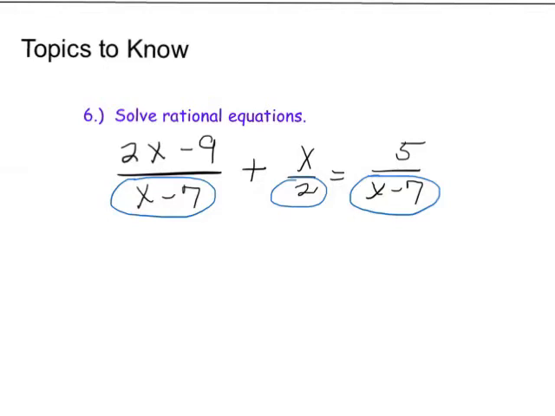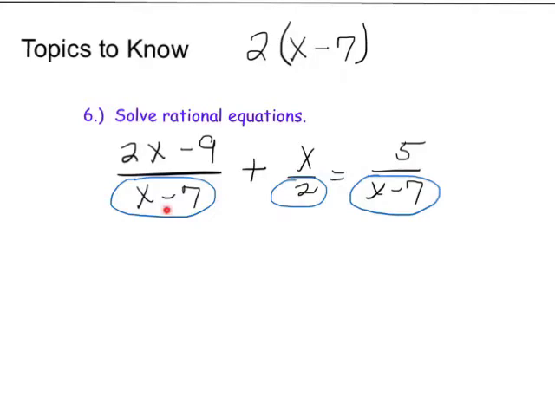To find my least common denominator, I'm going to list each of the factors of x minus 7, 2, and x minus 7. So I have an x minus 7, and what else do I have? Well, I have a 2. Do I have anything else down here? No. How many x minus 7s do I have here? One. How many x minus 7s do I have here? None. How many do I have here? One. So I'm going to take one of them up there.